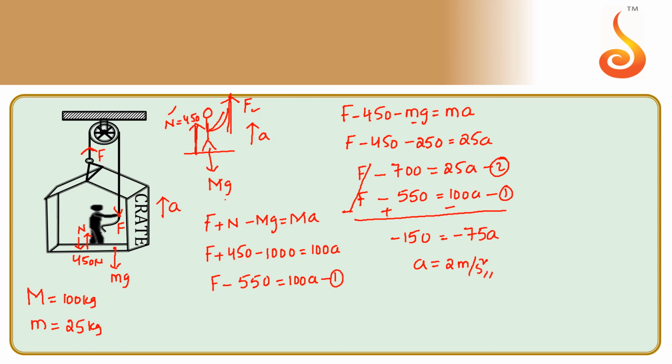Since we got the acceleration, now we can calculate the force from equation 1. So F minus 550 is equal to 100 into acceleration, which is 2. So F is equal to 200 plus 550, which gives us 750 newtons. So the force applied by the man on the rope is 750, which is nothing but the tension in the rope as well.